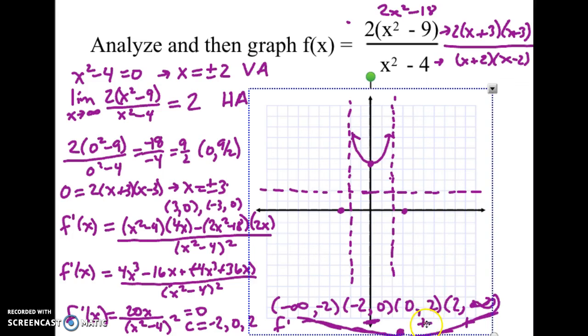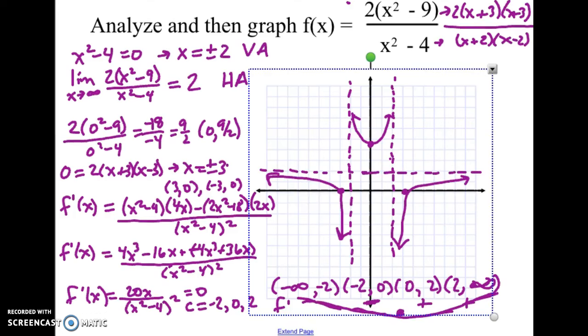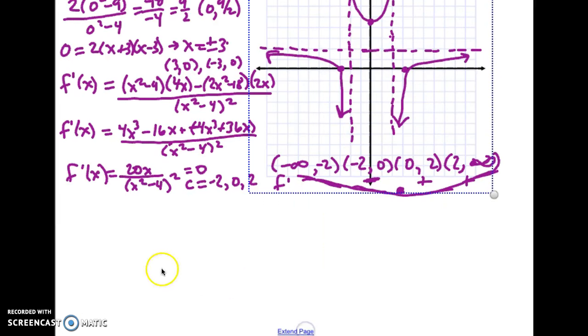And then we know the graph increases there and decreases there. So we've got a pretty good idea of the sketch of this graph. But let's also see if we can figure out if we've got the concavity right. So let's do our second derivative. So here's the first derivative.